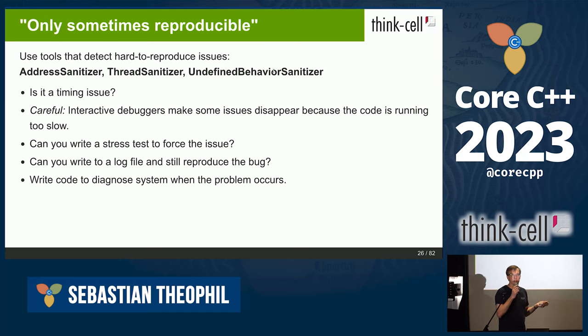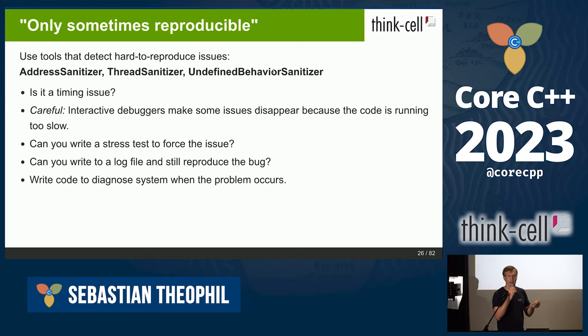Bugs that only appear sometimes, they could be timing issues, of course. In those cases, maybe you have some interaction with some other tool, some other process that has to have just the right timing for the bug to appear. In those cases, maybe you can write stress tests. You can change your program to execute code where you suspect a bug is, to execute that more frequently, to force issues to appear. Of course, you should always use interactive debuggers.